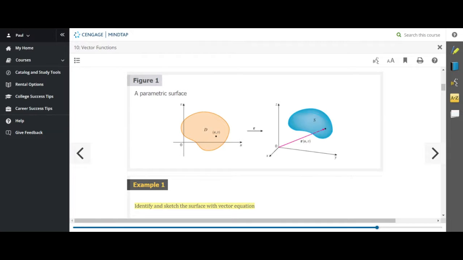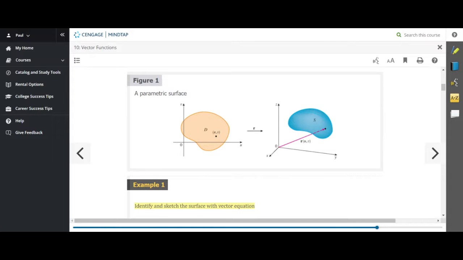So the vector function r consists of three components: an x component, a y component, and a z component. Each of those components is a function of the parameters. So if you give me a value of u and a value of v, I'll have my components x, y, z, and I can draw a vector.